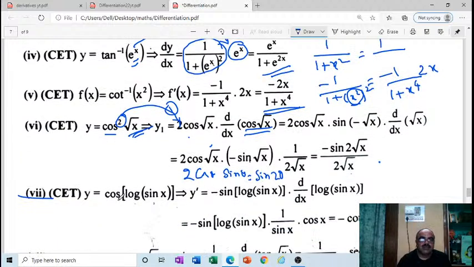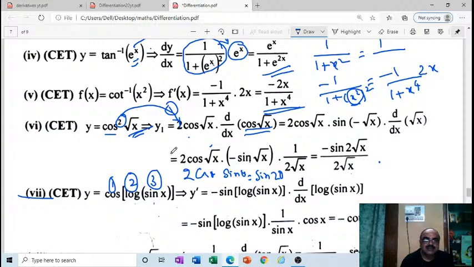Next one. Cos of log of sin x. 3 functions are there. You need to be careful. 1, 2, and 3. We have 3 major functions that need to be taken for clarity. So if I differentiate cos, differentiation of cos will give me minus sine. Rest 2, you don't have to worry, it is the same. Number 1 is cos of that composite function, minus sine. We got it.